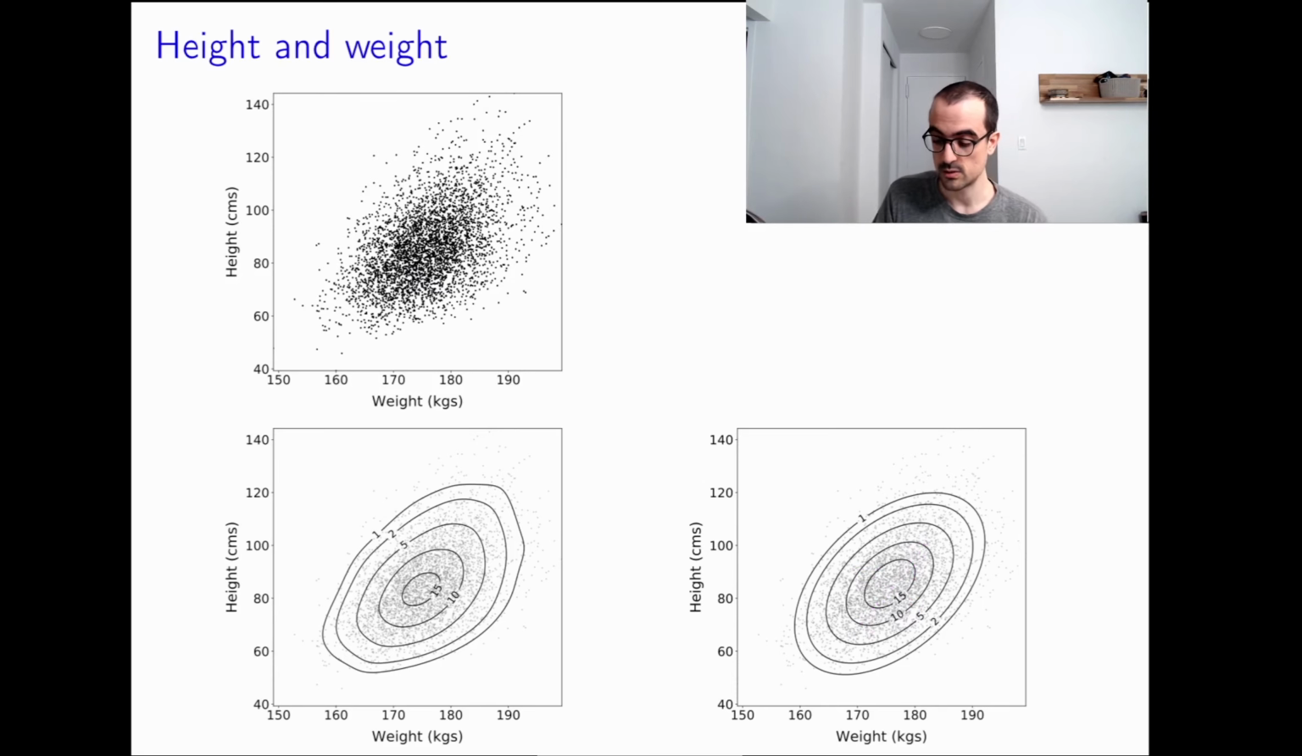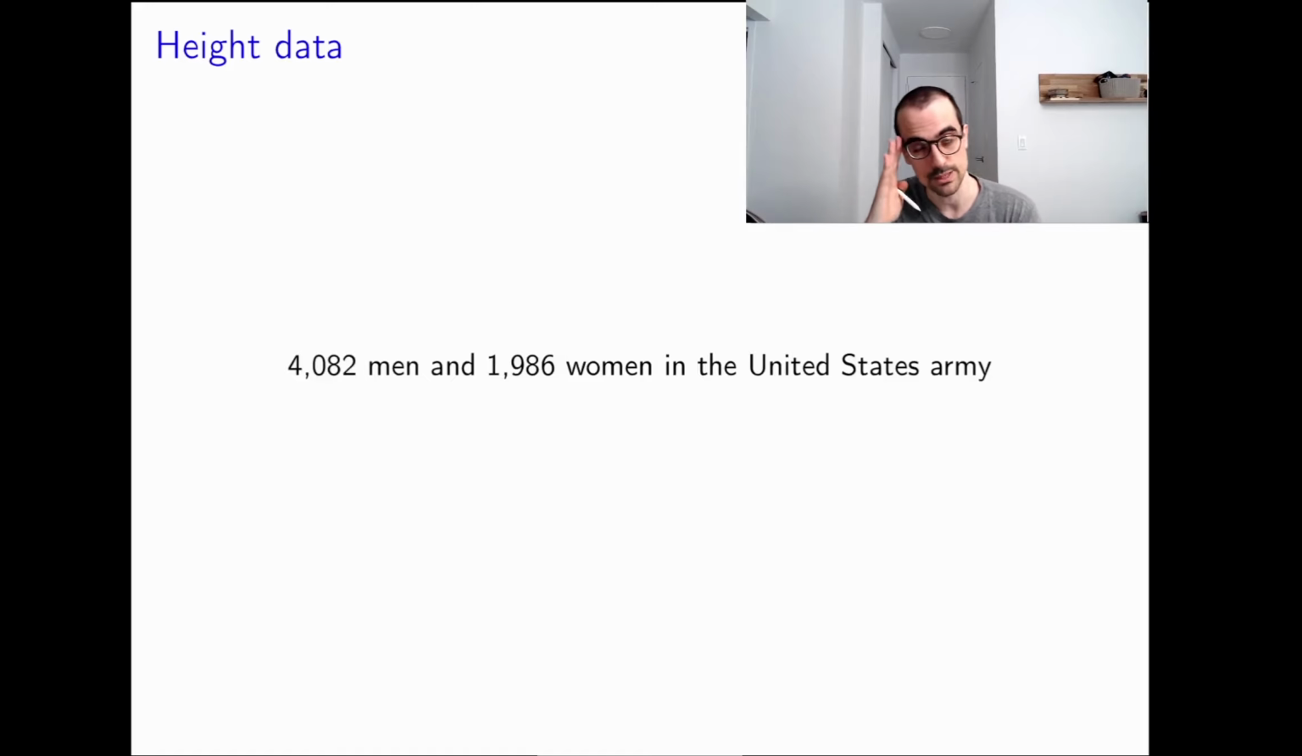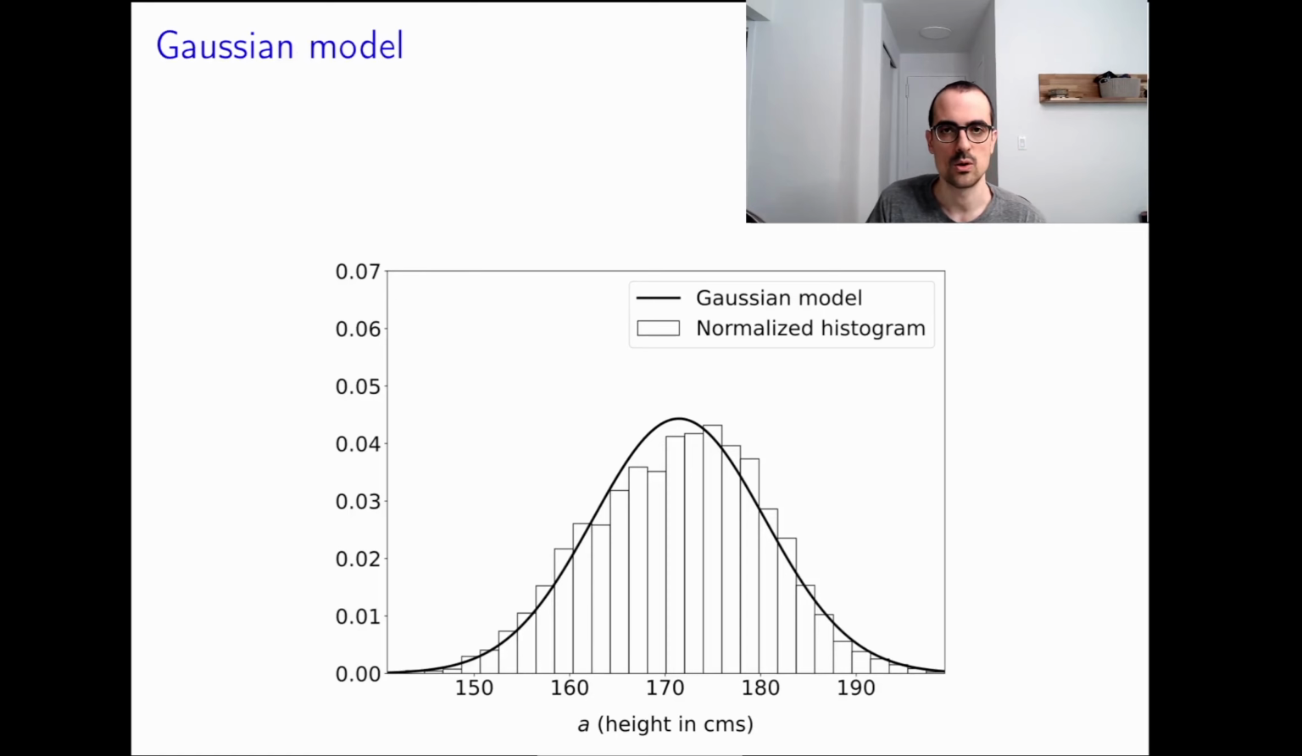Okay, so now let's introduce Gaussian mixture models. I've already introduced them in the video on Gaussian discriminant analysis, but let's go through the reasoning again very quickly. We have a data set which has men and women in the United States Army. If we fit a Gaussian directly to the whole data set, it's not great. Okay, we see that the fit is not very good, so we want a better model.